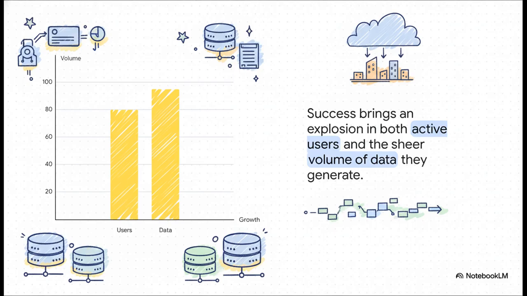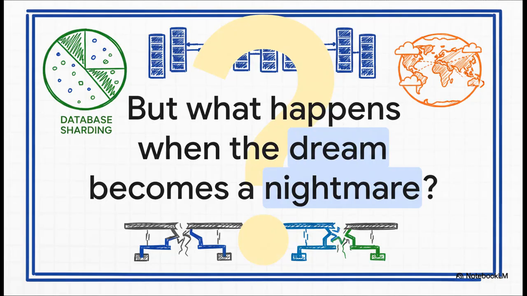Now, this is the best problem you could possibly have, but make no mistake, it is a problem that needs a solution, and fast. Because if you're not prepared, that dream can turn into a nightmare really quick. We're talking slow response times, frustrated users leaving, and worst of all, outages. The very systems that made you successful can become these crippling bottlenecks, threatening to bring the whole thing crashing down. So, how do we solve for this?